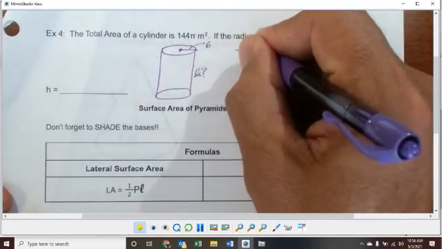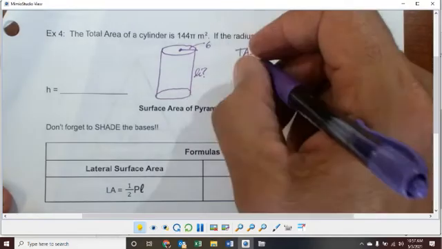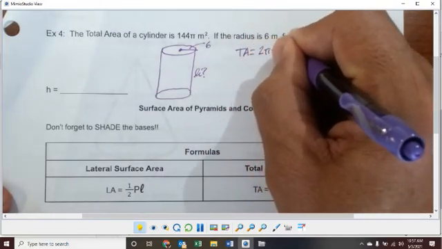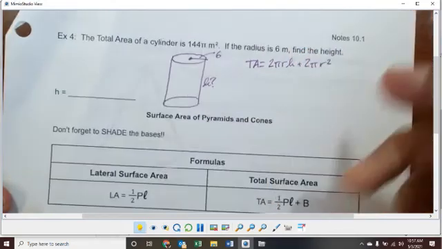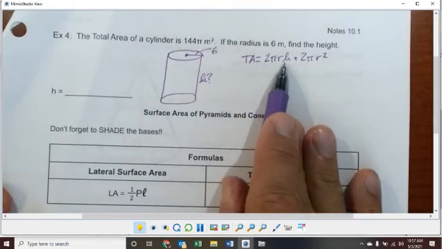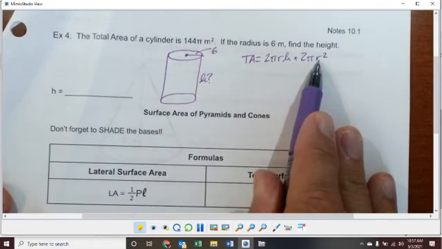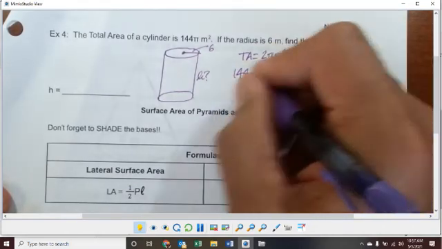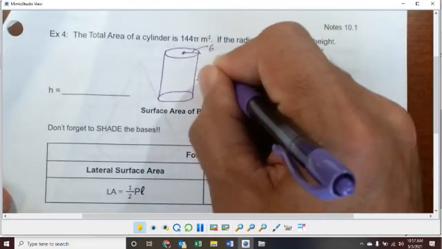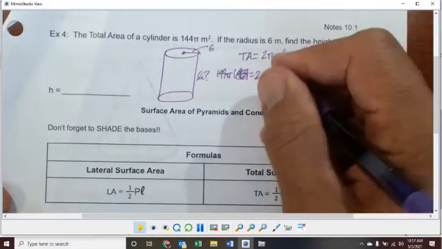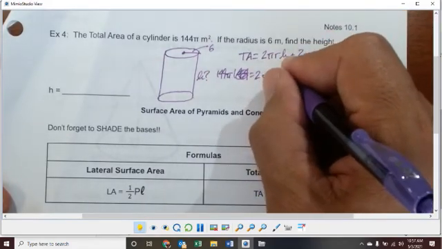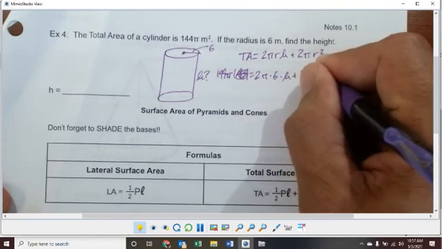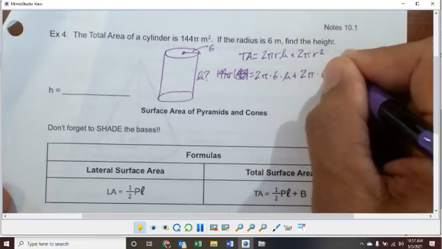All right, our formula for total area, as we showed on the previous page, is 2 pi RH plus 2 pi r squared. This is circumference times height plus 2 times the area of the base. So 144 pi equals 2 pi times our radius of 6 times our height plus 2 pi times 6 squared.